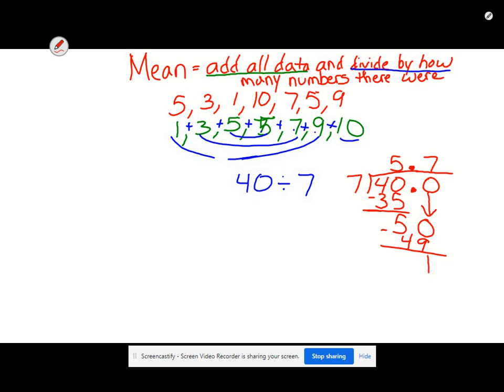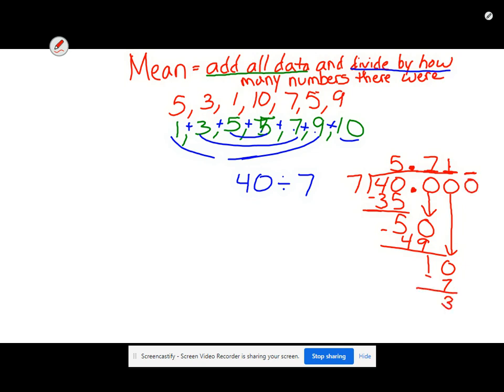I said go out to the 100th place. Remember, this first decimal place is the tenths. We want the hundredths. We're going to have to go to the thousandths so we can round to the 100th. So how many times can, oh, no, we got to put a 0 on. Bring my 0 down. How many times can 7 go into 10? 1 time. 1 times 7 is 7. 10 minus 7 is 3.